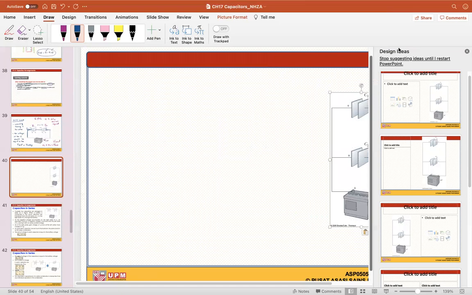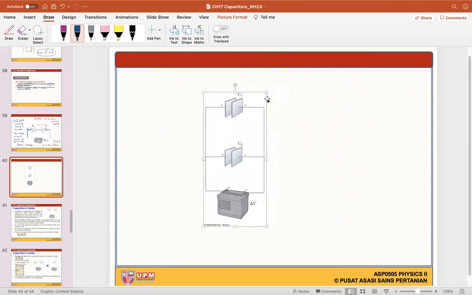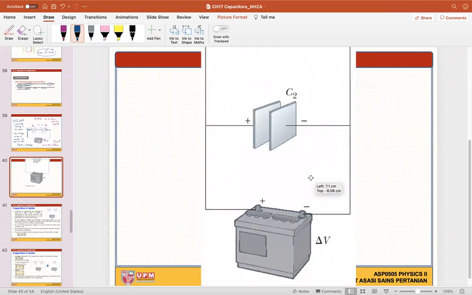Tengok tu, degil betul benda ni. Okay. Wow, tu besar pula.